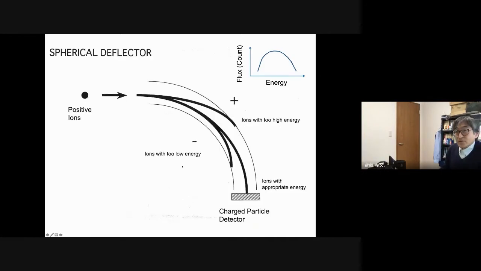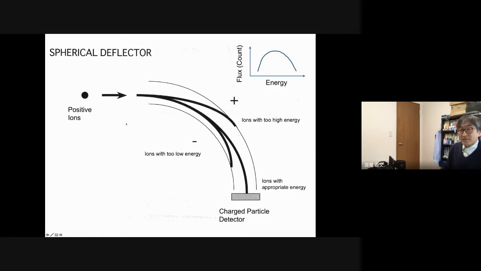So what should we do? One way is to bend the plates like this. Though this is a two-dimensional figure, the shape of this electrode is three-dimensional, so it is a part of a sphere. There is an outer sphere here and an inner sphere here. Applying high voltage to the outer and inner spheres, ions with appropriate energy can pass through these two plates and be detected by the detector placed here.